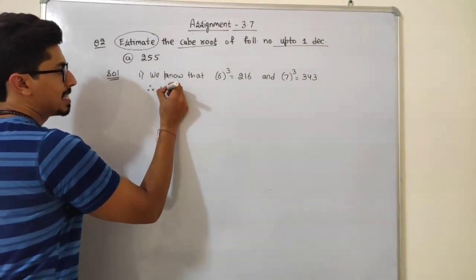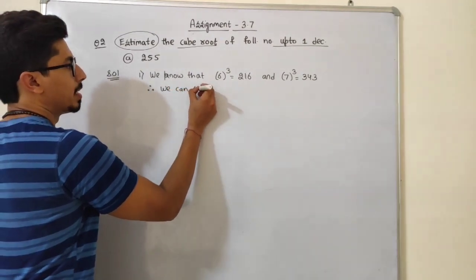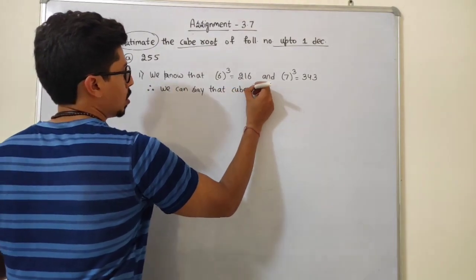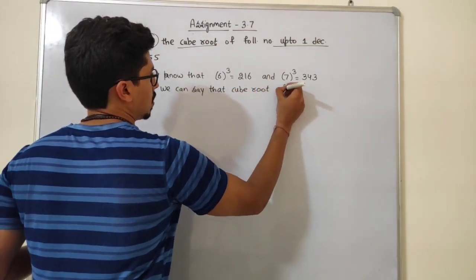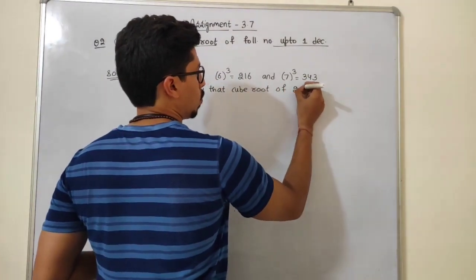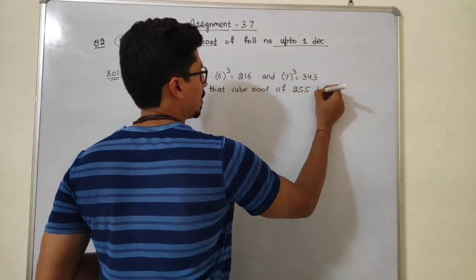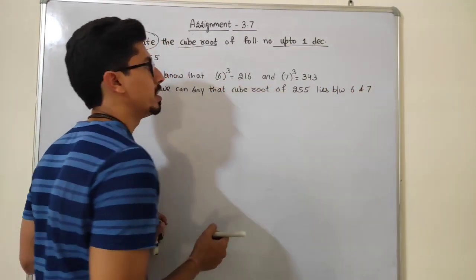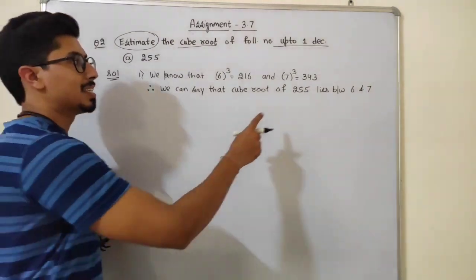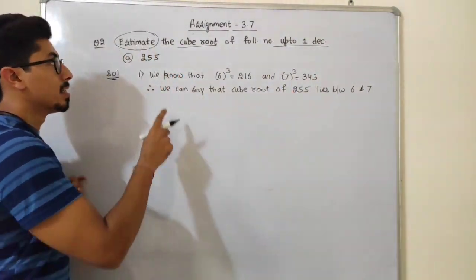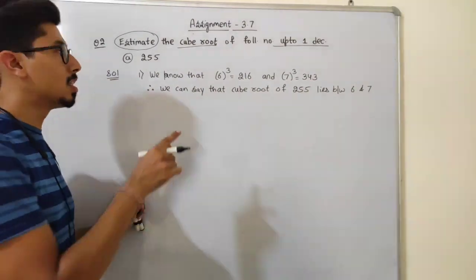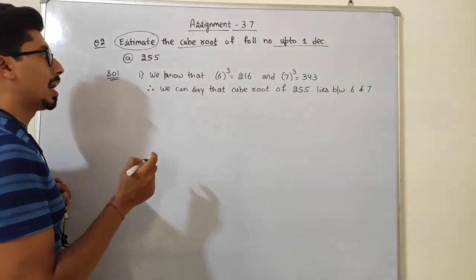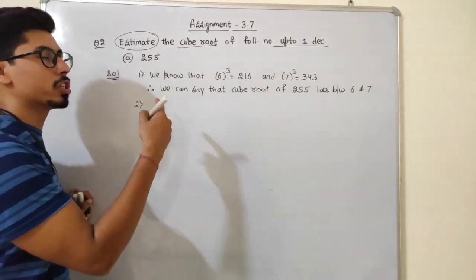Therefore, we can say that the cube root of 255 lies between 6 and 7, students. Now see, as 7 cube is 343, that is greater than this number. That means the cube root of this number will be 6 point something. Now what I have to do is take the decimal portions of 6 also.